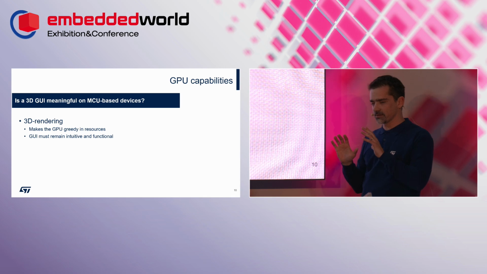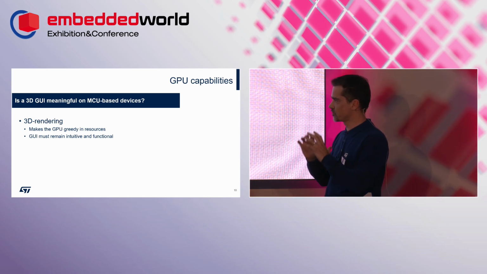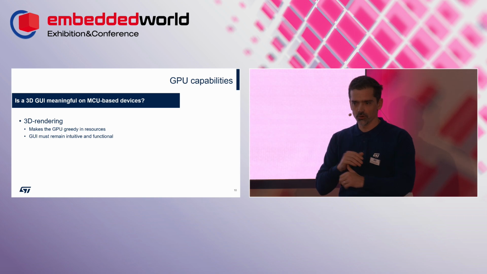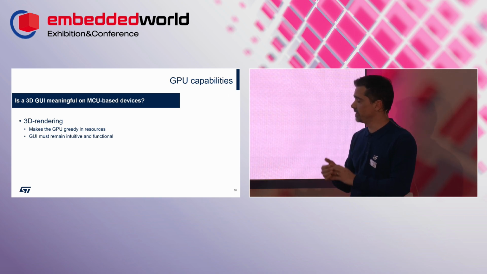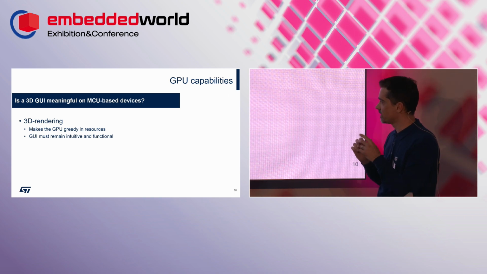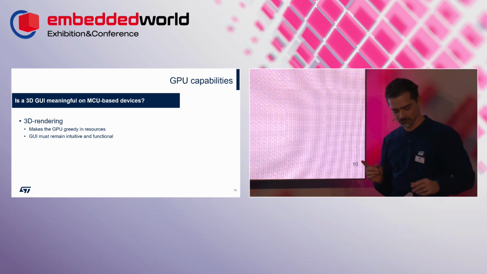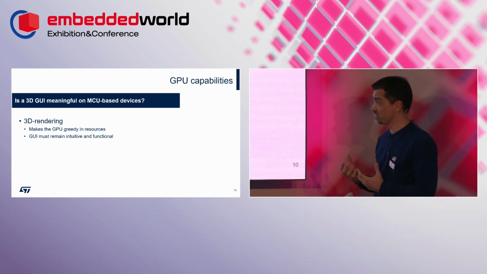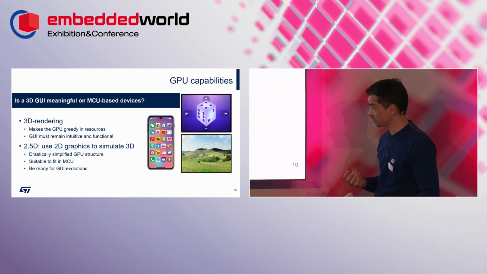3D rendering has an impact on the GPU itself, on the structure. It becomes really greedy in resources, in memory, processing becomes huge, generates heat. But most importantly, what is the gain in terms of graphical user interface to have a 3D graphical user interface?